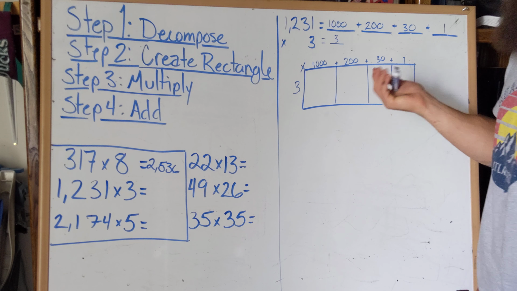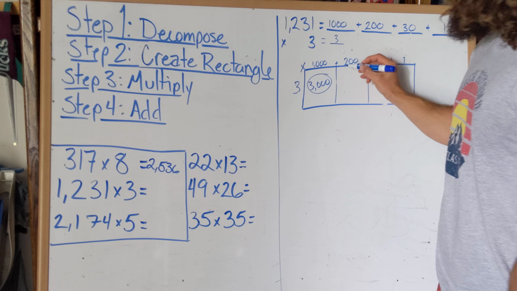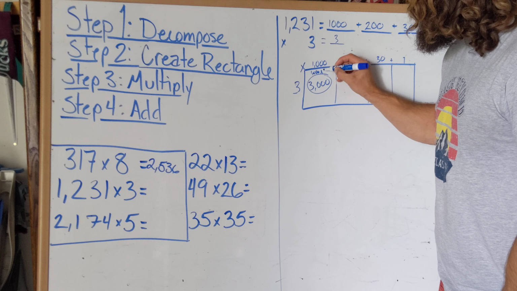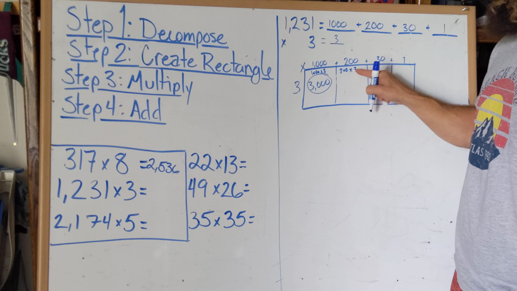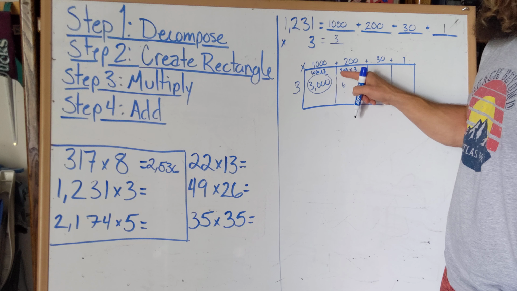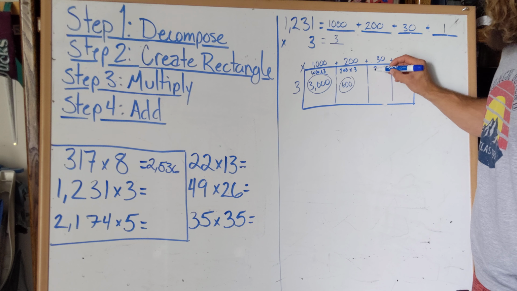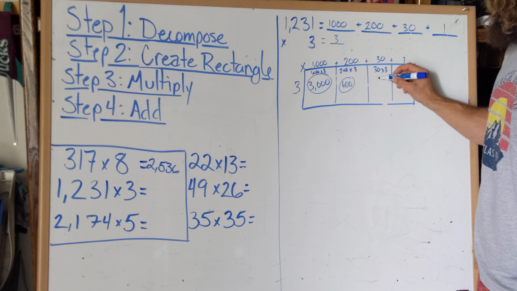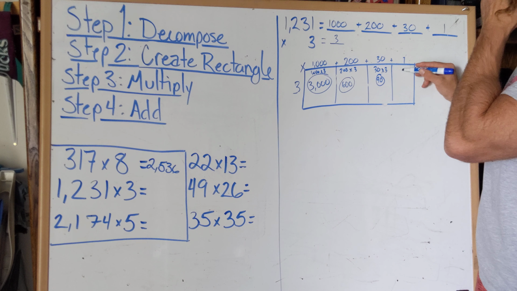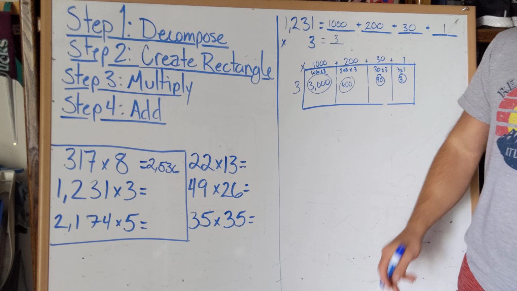3 times 1,000, that gives you 3,000. Circle your answer. 200 times 3. 2 times 3 gives me 6. So 200 times 3 would be 600. Now I'm going to multiply 30 times 3. 3 times 3 is 9. So 30 times 3 would be 90. And 3 times 1. Anything times 1 is itself. So 3 times 1 is 3.